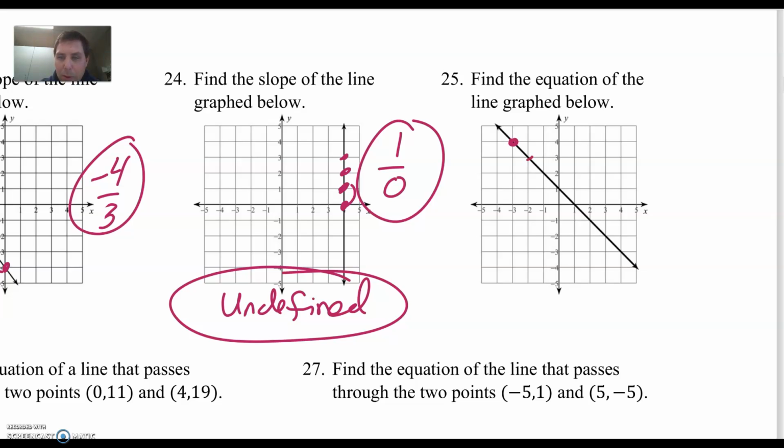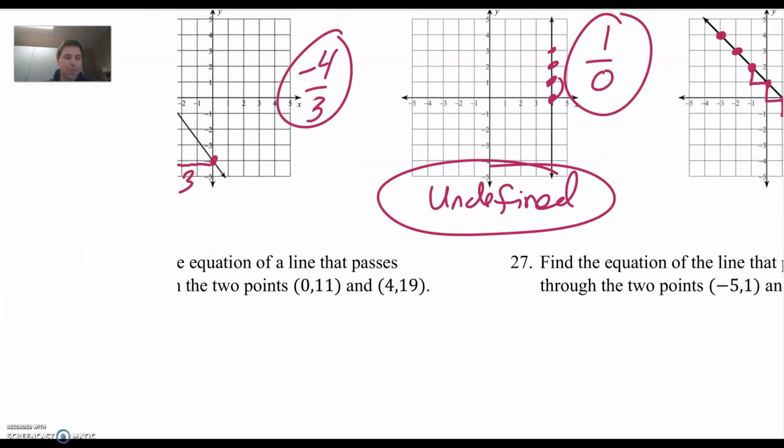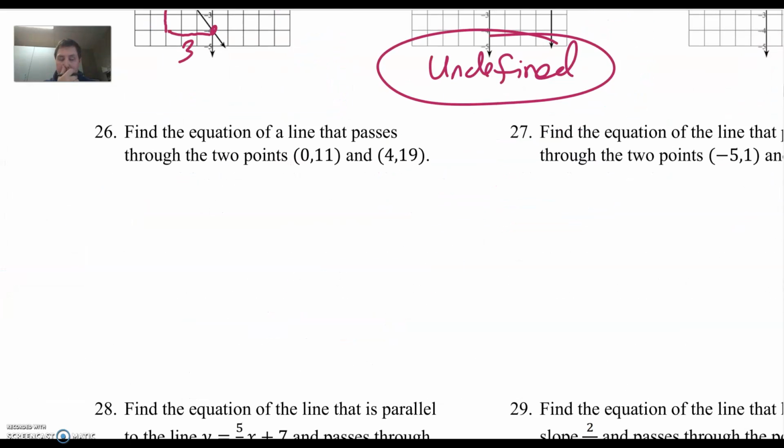I'm going to find some nice points on there. It looks like we're getting a bunch of them. And it looks like we're going down 1 over 1, down 1 over 1, down 1 over 1. In other words, negative 1 over 1, which is the same thing as saying just negative 1. And that's your slope. Okay, moving on, 26.